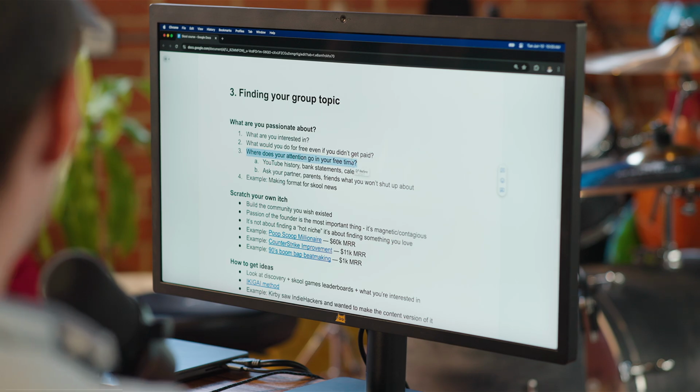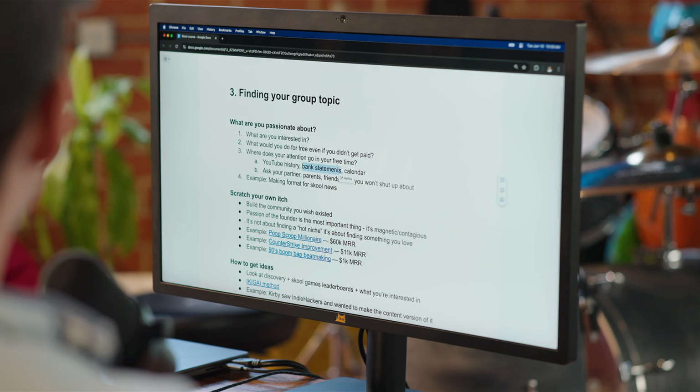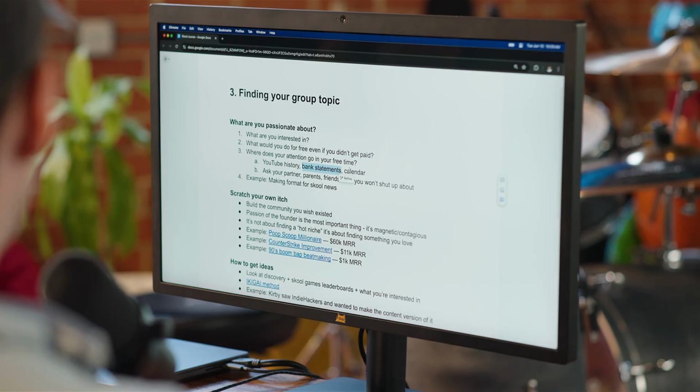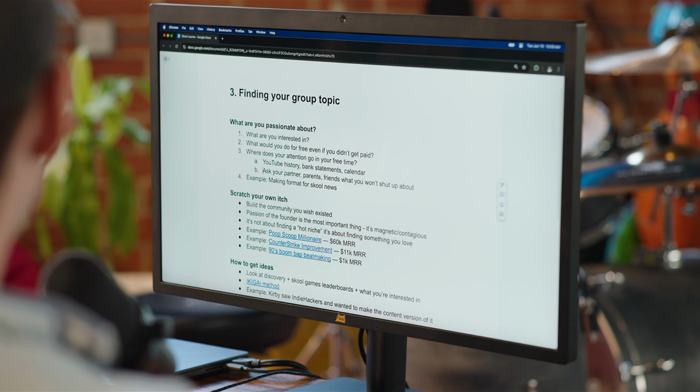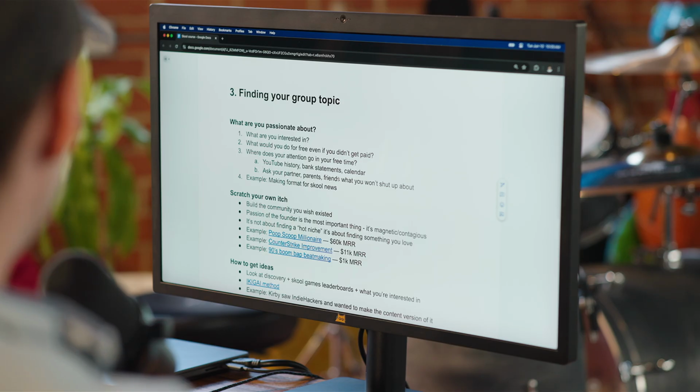And then, where does your attention go in your free time? If you're like, I don't know, well, look at your YouTube history. YouTube keeps pretty good history. Take a look. What kind of videos are you watching? What channels are you subscribed to and do you keep coming back to? Then look at your bank statements. Where your money flows to and where your attention and time flows to, that's what you're interested in. Then you could look at your calendar, like what kind of events do you attend? What things do you make time for? You can also ask your partner, if you've got a husband, wife, whatever, you could ask your parents and you could even ask your friends, like, hey, what is the thing that I just won't shut up about?